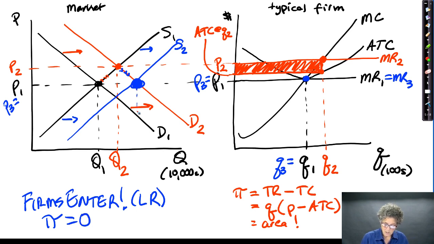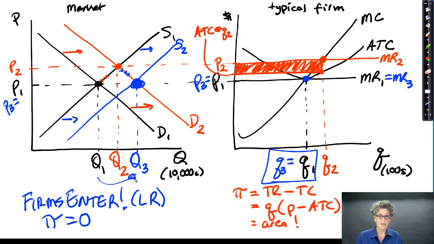Notice that the market quantity has gone up to Q3, even though the firm's quantity has gone back down to its original. How can the market quantity go up when the typical firm is back producing what they were producing initially? That's right, there's more firms. The typical firm is producing its original quantity, but because there are more firms, the total market quantity, which is the aggregation of all the quantities of these typical firms, has increased.